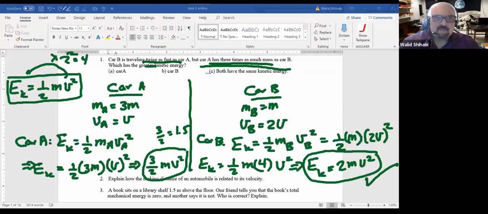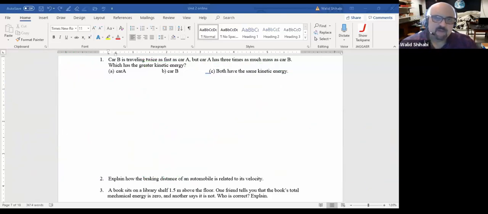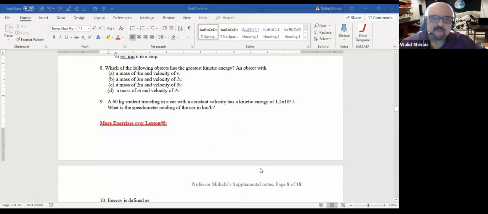Let's look at another example. I know this might be something new. You never did this type of reasoning before. So let's look at another example here. Let's look at the problem number 8 here. Which one of the following objects has greater kinetic energy? And I want you kind of to make a guess here. Just try to decide which one of those choices. You have 4 choices. Which one of them has the greatest mechanical kinetic energy?